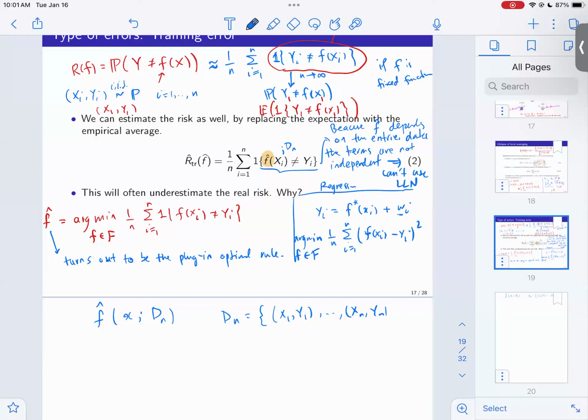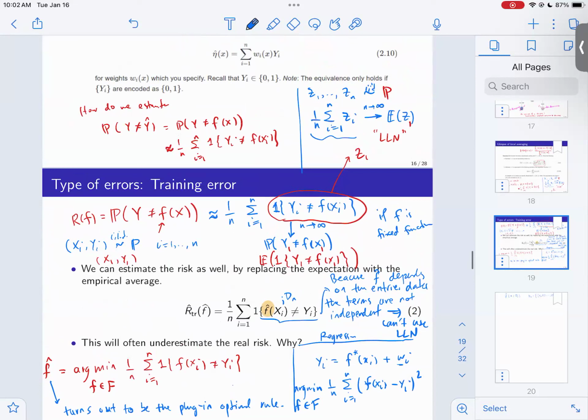So what would be the solution? What do you want to be independent? Individual terms in this sum. Right, because the law of large numbers requires you to average terms that are independent, basically IID. If I fix f, so it's a fixed function, these are random only because of (xi, yi), which are IID, so these terms will be IID. But when I plug in an f hat, which is constructed based on the entire data itself, these terms no longer are independent.